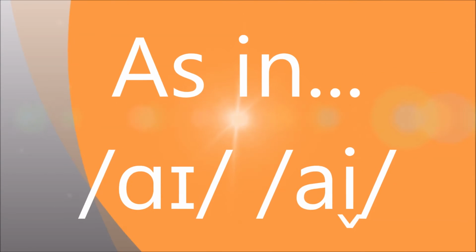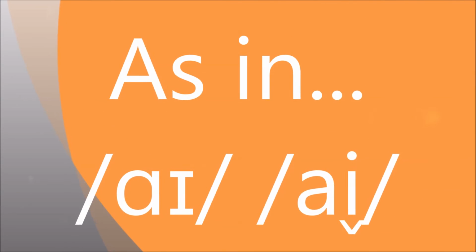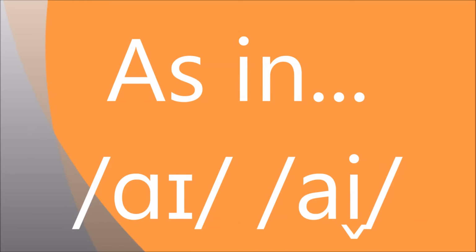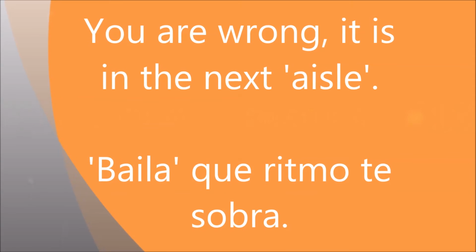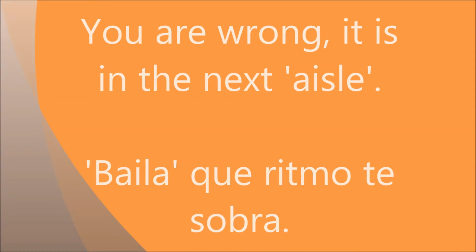You are wrong. It is in the next aisle. Baila que ritmo te sobra. These phonemes differ in the interval that is between sound and another. I is shorter than I. The airflow is more lengthened in the second one.